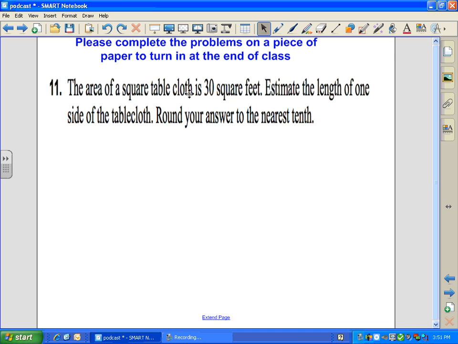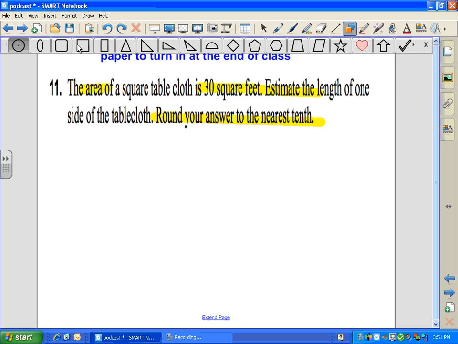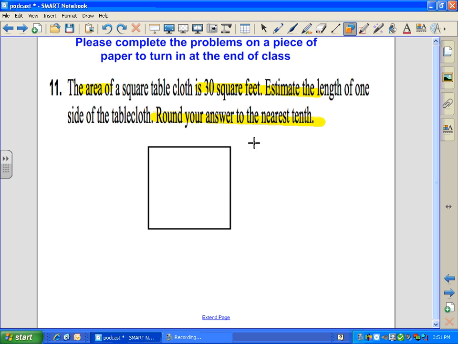The area of a square tablecloth is 30 square feet. Estimate the length of one side of the cloth. Round your answer to the nearest tenth. All right, there's my square cloth. The area is 30 square feet. I want to know one side. Well, if I figure out one side, I know what all the sides are because it's a square.